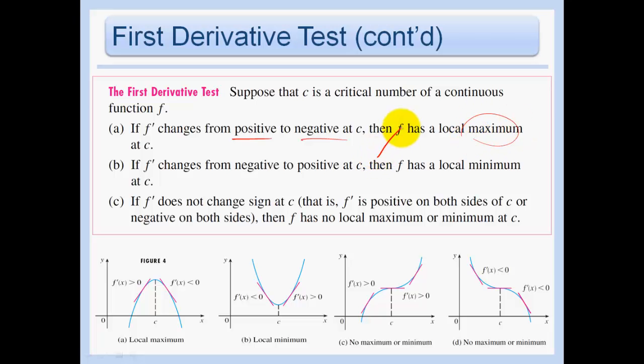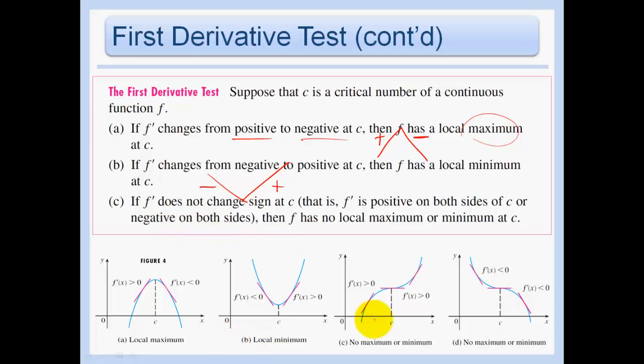And I like to write it like this. The derivative goes from positive to negative. That has a positive slope, that has a negative slope, and that's clearly a max. If the derivative was negative and then it goes positive, we have a min, which is figure B.